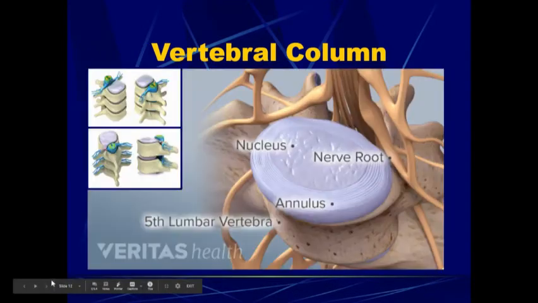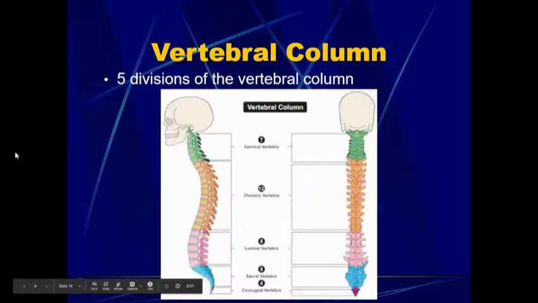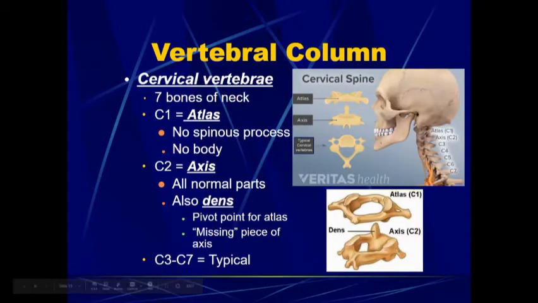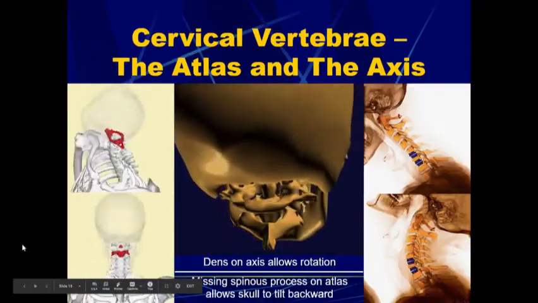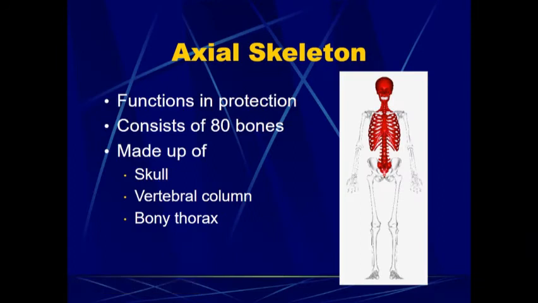The skeleton can be divided into two different divisions. First is the axial skeleton, and you can see the axial skeleton highlighted in red in that diagram. The main function of the axial skeleton is protection. It is composed of 80 bones, which make up the skull, the vertebral column, and the bony thorax.